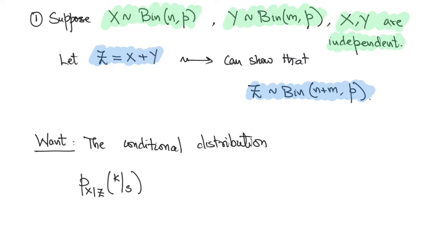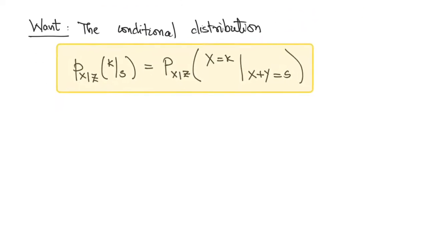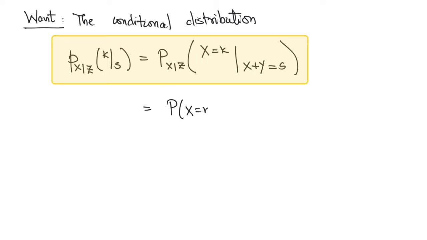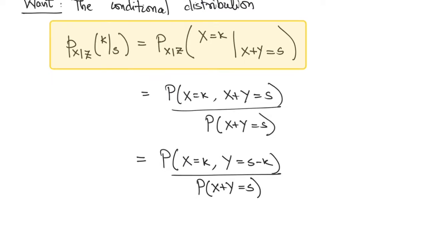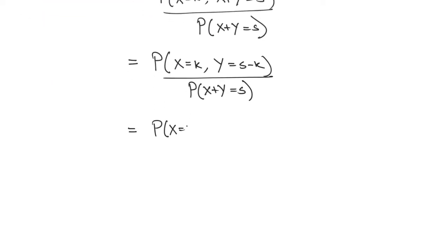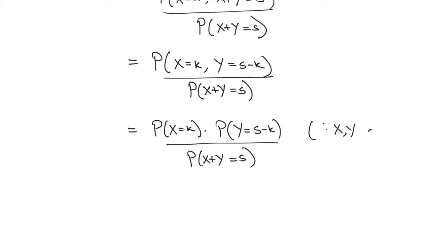We will assume that X takes the value k and Z takes the value s. In this setting, we are looking to calculate the probability that X equals k and X plus Y equals s, divided by the probability that X plus Y equals s. We can rewrite this equation as follows and use the fact that X and Y are independent to split it into X equals k and Y equals s minus k.